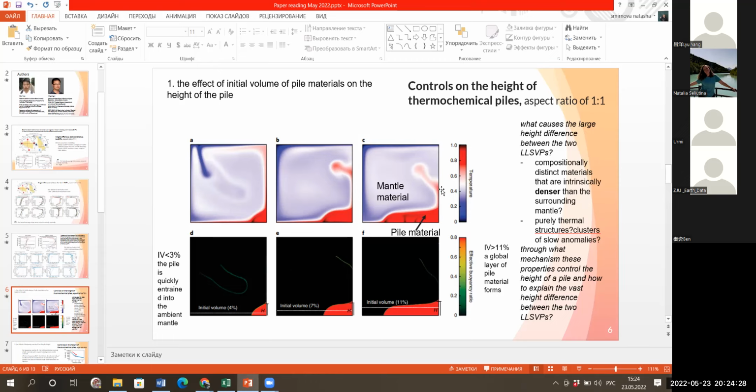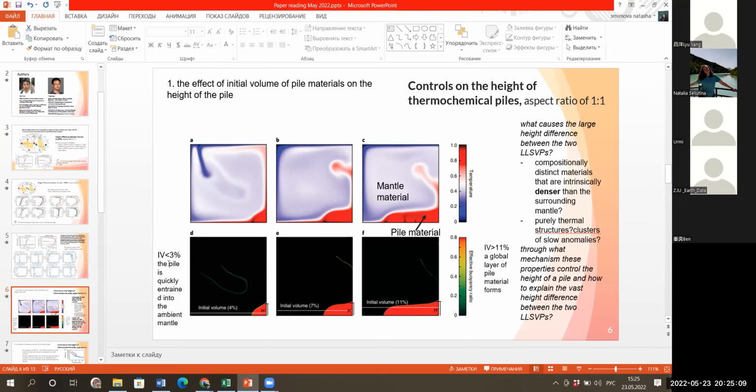And first, the authors decided to examine how the initial volume of pile material can affect the height of this pile. They vary the initial pile volume from 3% to 11%. Well, here it is 4, but they actually took the minimum as 3, to 11%. And they show that the volume of pile material doesn't have a significant effect on its height. So it increases laterally, but it doesn't increase in height if we add more material.